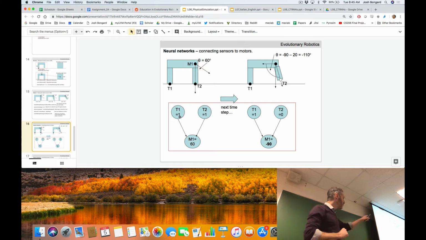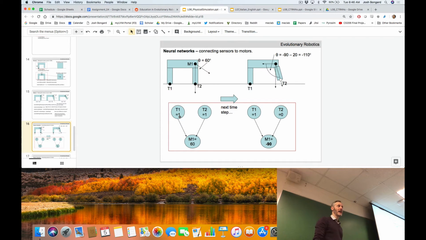Let's assume that when the input layer changes to 1, 0, depending on the synaptic weights, the output layer changes to minus 90 in this case. What's going to happen at the next time step? So the output neuron here, M1, is outputting a value of minus 90. And remember that we're interpreting that value as the desired angle for that joint. The neural network is saying, I want the joint to rotate to minus 90 degrees. What's going to happen in the physics engine at this point in time?